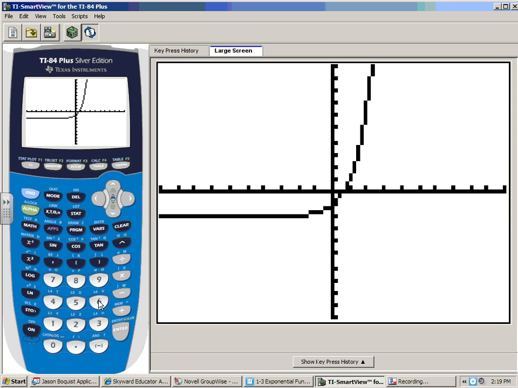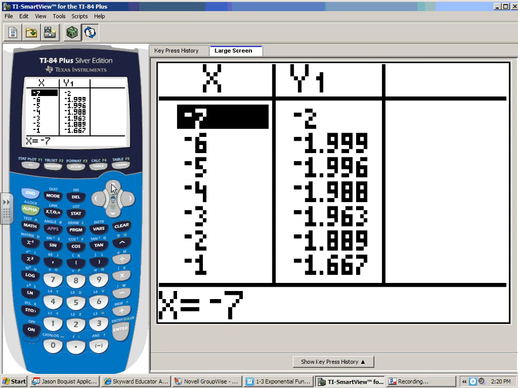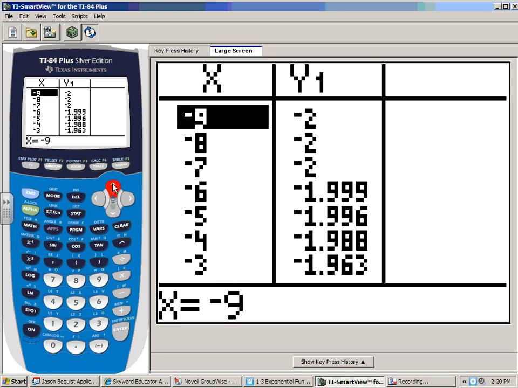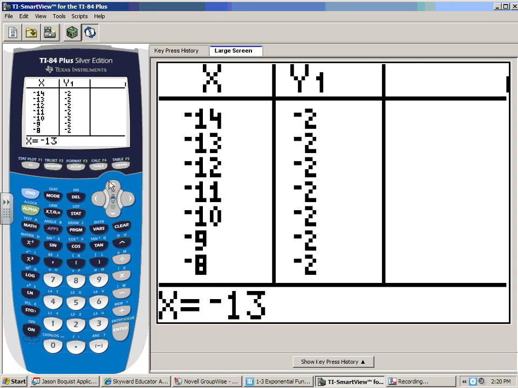How about range? That's possibly one that could be a problem. You might have to look at your table to kind of see what's happening. Okay, so take a look over here. Table. All right. So which way should I go to kind of try and figure out what's happening? Go up, yeah, from here, because it's the negatives that we're concerned about. Got the idea?